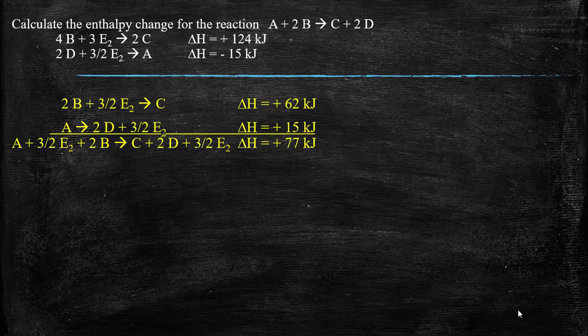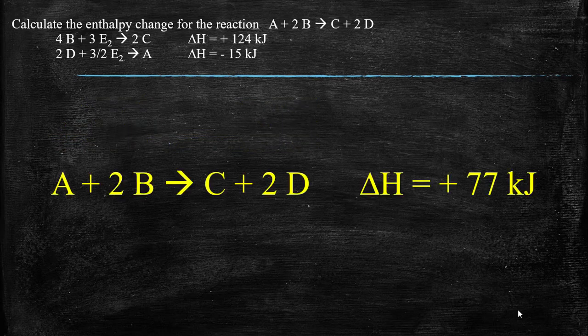Now let's simplify the formula. And we see that the 3/2 E sub 2 cancels out because it's on both sides of the arrow. Nothing else gets canceled out or diminished. So this is the equation we get. This is the delta H we get. So we can say that A plus 2B becomes C plus 2D, and the delta H is positive 77 kilojoules.